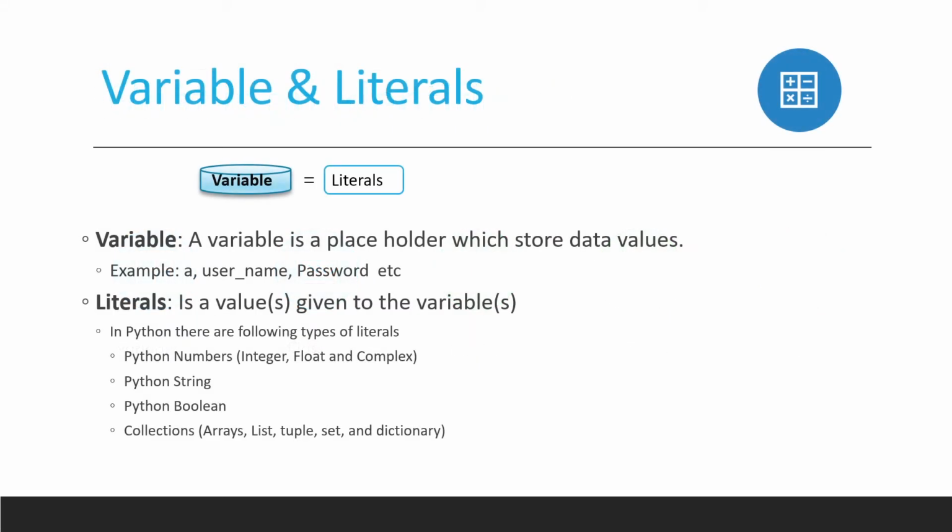Variables and literals under the identifier. Variable is a placeholder which stores the data values, whereas literal is basically the value given to the variable. Examples of a variable can be a single character, that can be a, b, c, x, y, z, okay, or more than two words separated by underscore, or it can be uppercase.